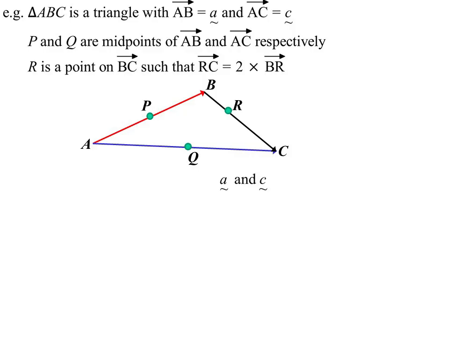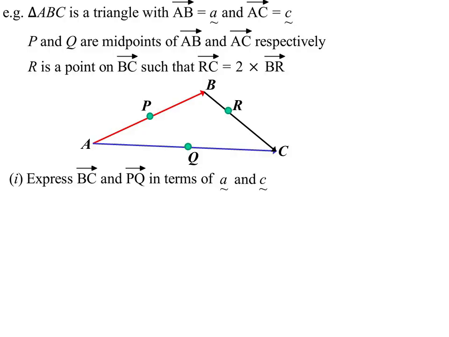All right, let's look at this question. We've got a triangle. We've named AB as the vector A, and AC as the vector C. P and Q are midpoints, and R is a point such that the vector RC will be twice the vector BR. Okay, we're going to come up with an expression for BC and PQ in terms of A and C. How do I do it?